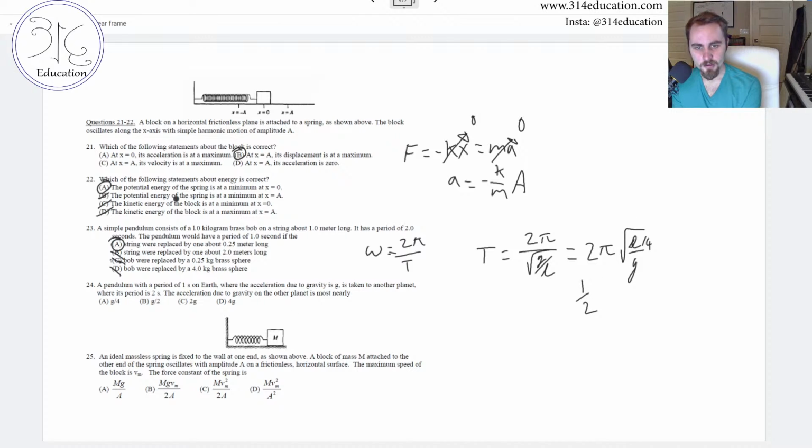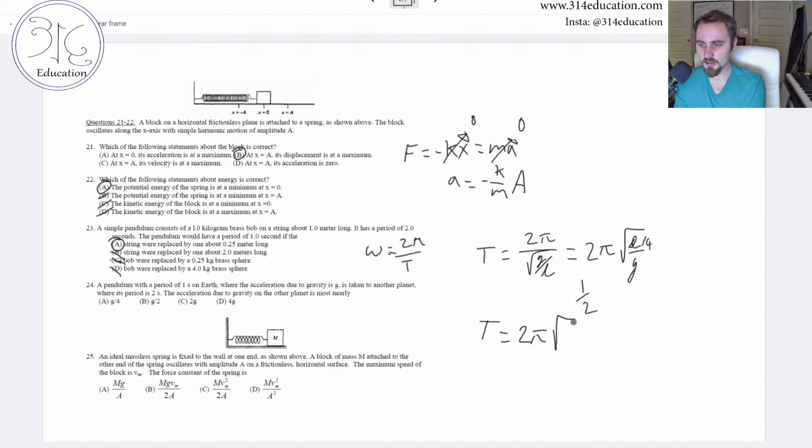Good. All right. Cool. So 24, a pendulum with a period of 1 second on Earth, where the acceleration of gravity is g, is taken to another planet, where its period is 2 seconds. The acceleration due to gravity on the other planet is most nearly what? Yeah, I guess let's start from this spot again.